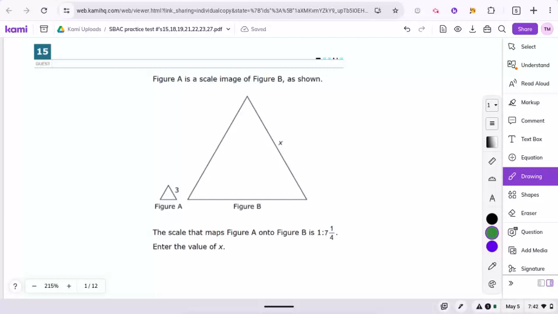Video review of the SBAC questions 15, 18, 19, 21, 22, 23, and 27. Starting with number 15 with the triangle. So you have figure A and figure B.